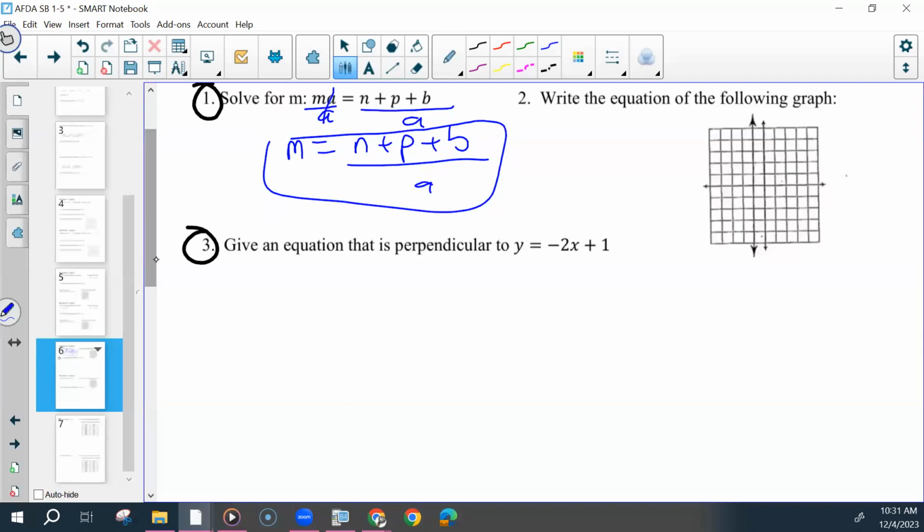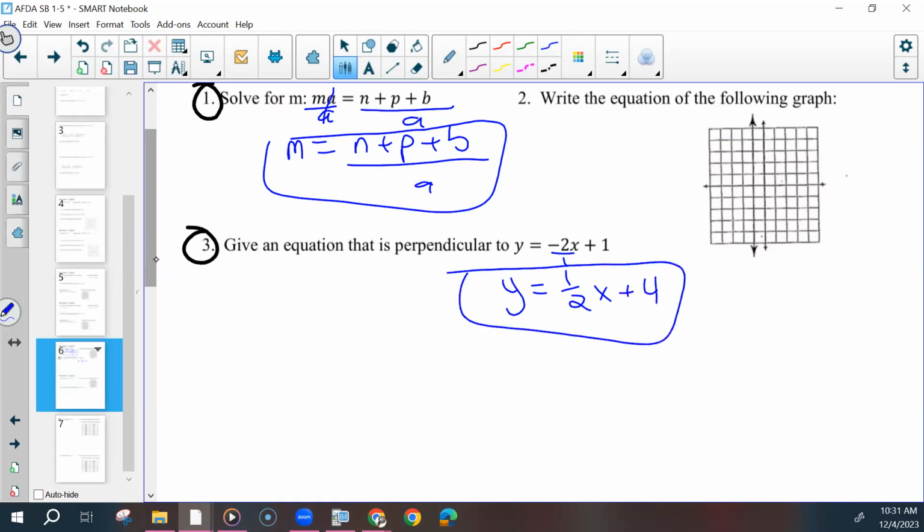Right. For number 3, give an equation that is perpendicular to y equals negative 2x plus 1. So we have to first remember a slope that would be perpendicular. This is over 1. We're going to take this, flip it, make it positive. So if our slope is 1/2, give me some y-intercept for this equation. 4. It could be whatever you want. The slope just had to be the same, and it had to be in this format: y equals 1/2 x, whatever you wanted your y-intercept. Questions on that one?